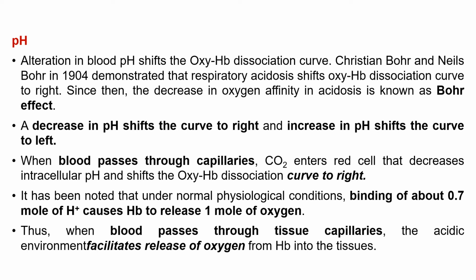When blood passes through capillaries, CO2 enters red cells that decreases intracellular pH and shifts the oxygen hemoglobin dissociation curve to right. It has been noted that in normal physiological condition, binding of about 0.7 mole of H plus causes hemoglobin to release 1 mole of oxygen. Thus, when blood passes through tissue capillaries, the acidic environment facilitates release of oxygen from hemoglobin into the tissues.